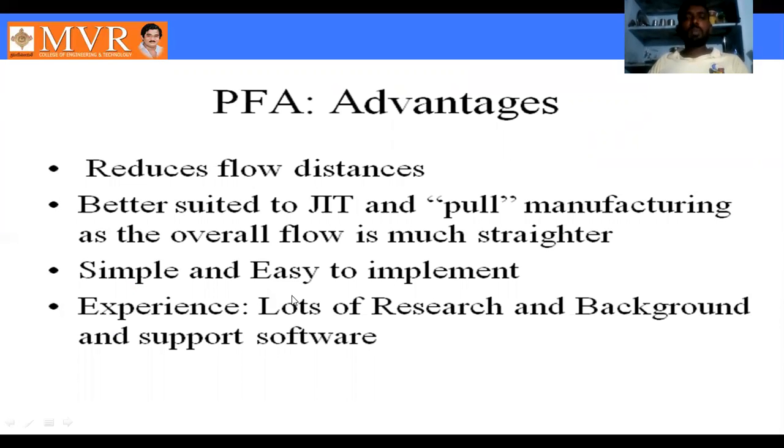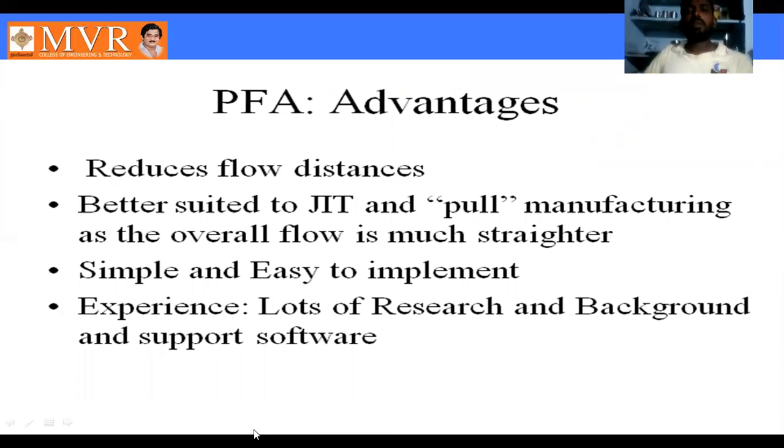Next, it is simple and easy to implement. So production flow analysis is simple and easy to implement. It requires experience, a lot of research, and background and support software. A lot of research is important.